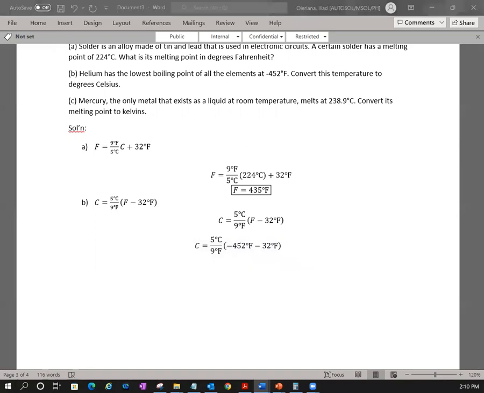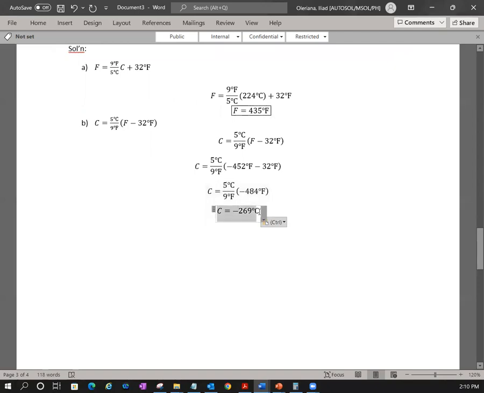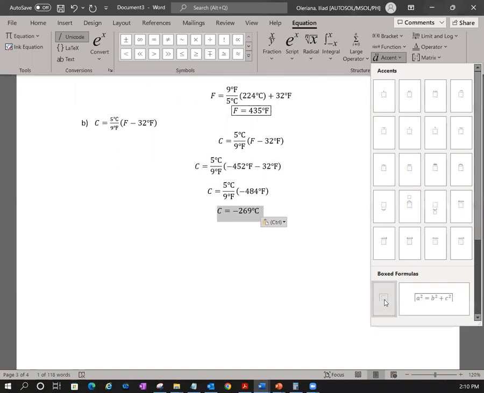So, paano susunod na step? Magiging negative 484 degrees na siya. Then, the degrees Fahrenheit here and the degrees Fahrenheit here will cancel out, leaving the degrees Celsius, which is what we want, and computing for the final answer would be C is equal to negative 269 degrees Celsius. Lagay lang natin yung sagot sa box. Okay.